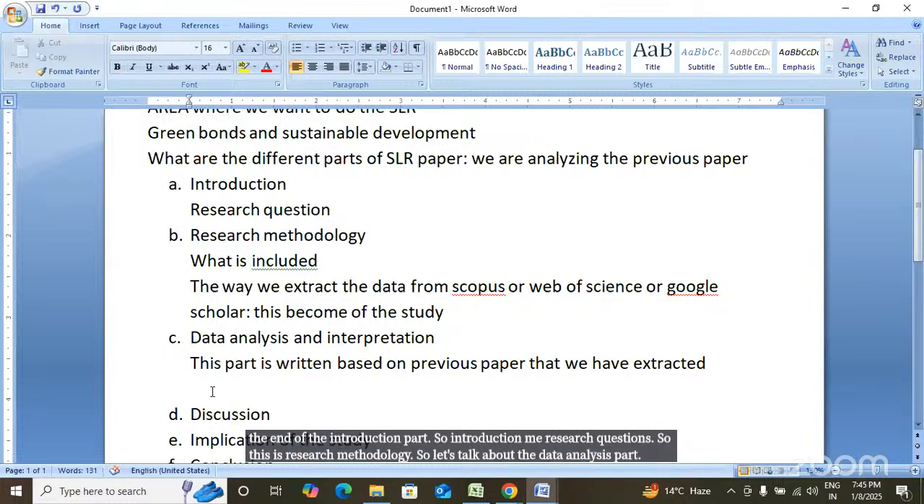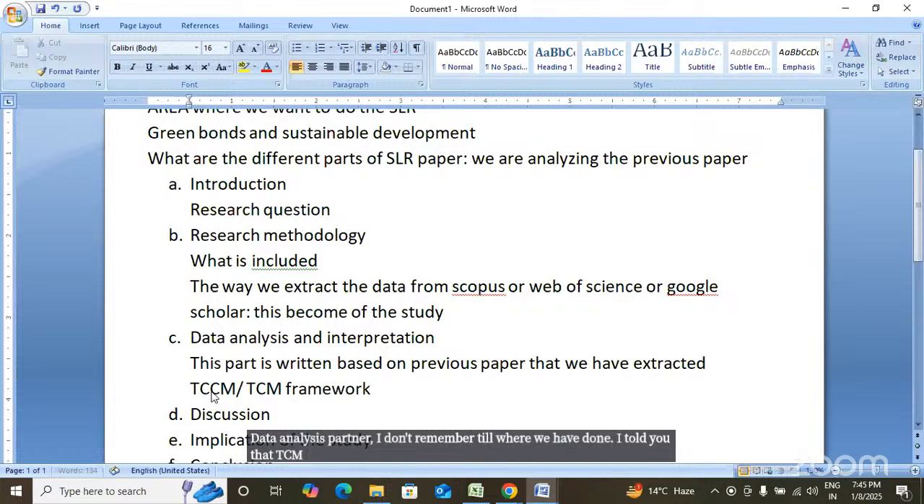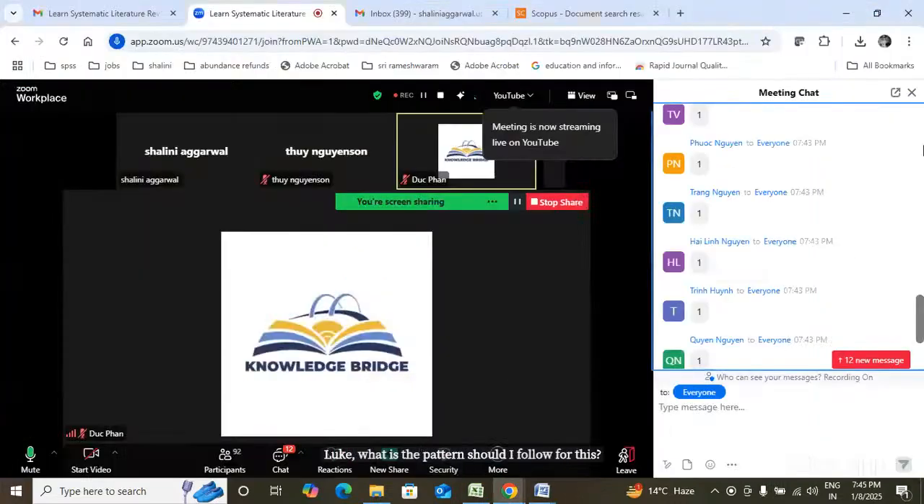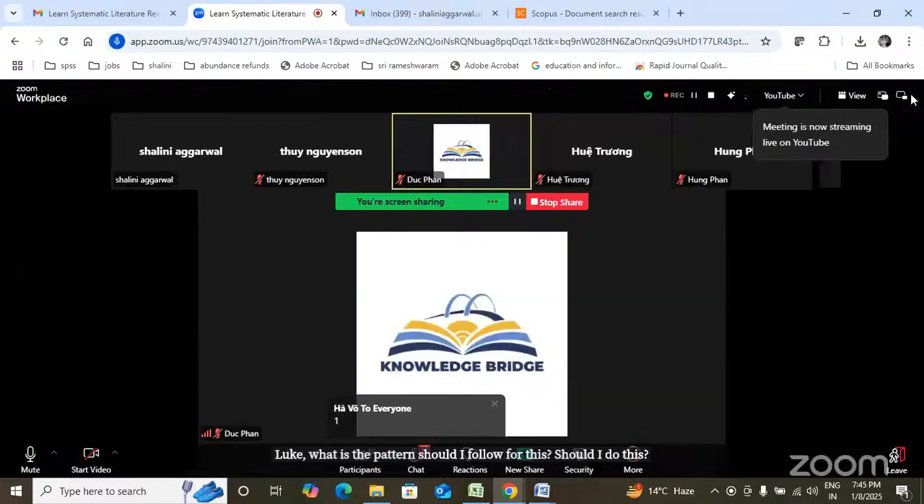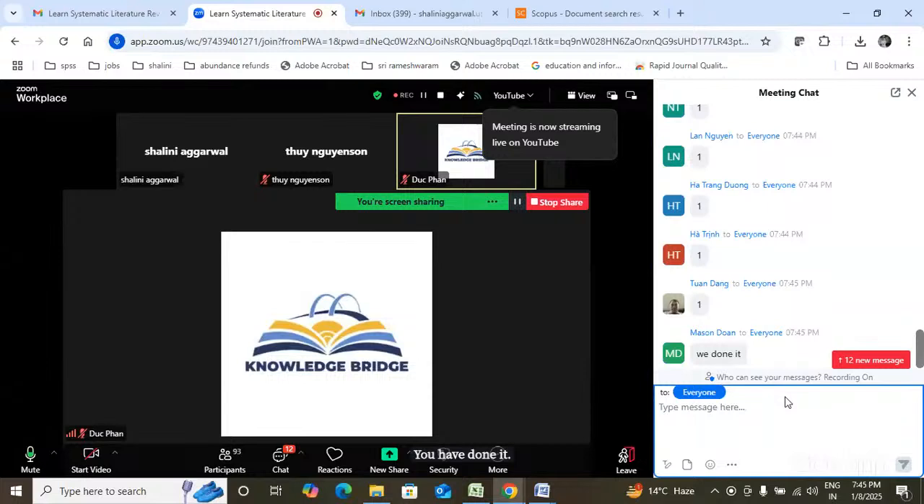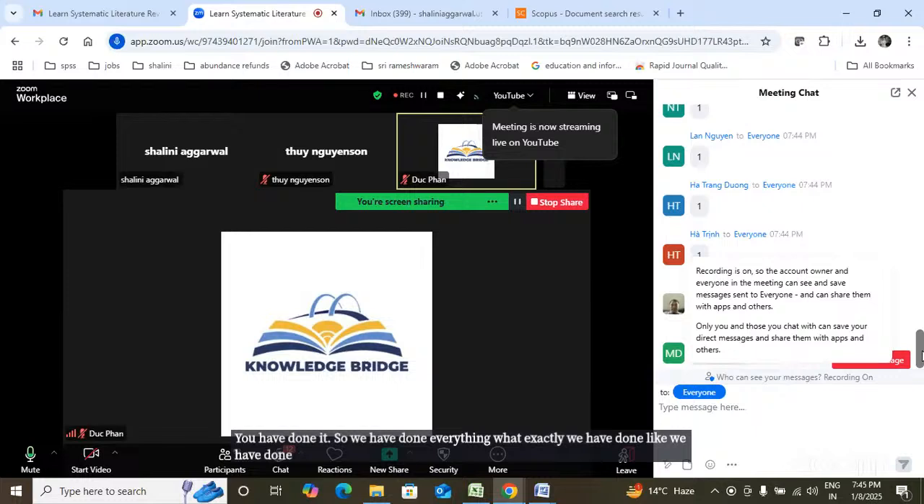In the data analysis part, I don't remember till where we have done. I told you that the TCM framework is important. TCCM and the ADO model are important. Have we done this? I don't remember. Or should I do it right now? What pattern should I follow for this? Should I do this? You have done it. So we have done everything. What exactly have we done? We have done the whole of the ADO model also.